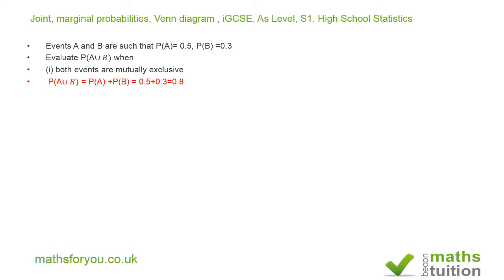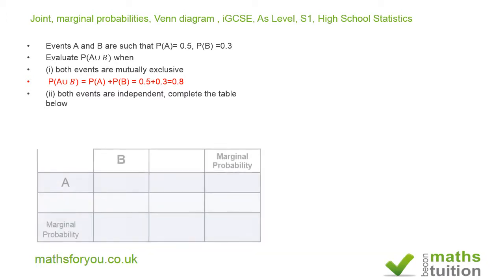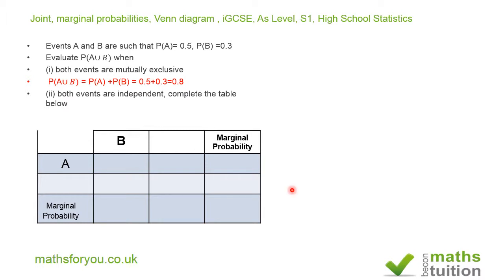For part 2, it says both events are independent, and it says complete the table below. Right, and the table is here. Now, to do this, firstly, we start with what we already know. We know that the probability of A is 0.5, and we have 0.5 there. Similarly, the probability of B is 0.3 there. Now, in here, we should have A prime.